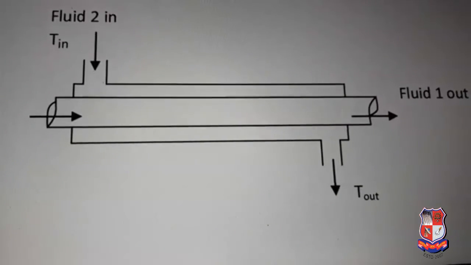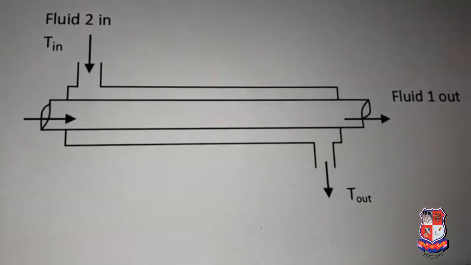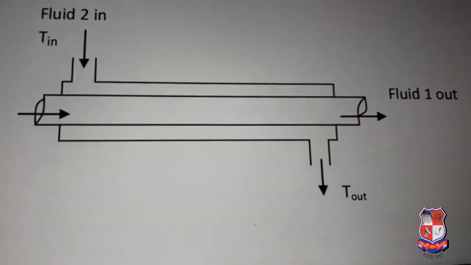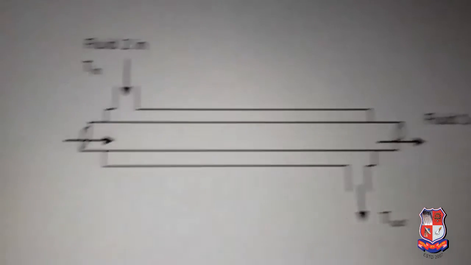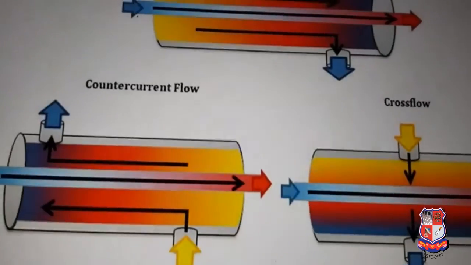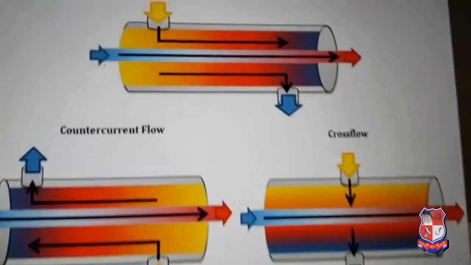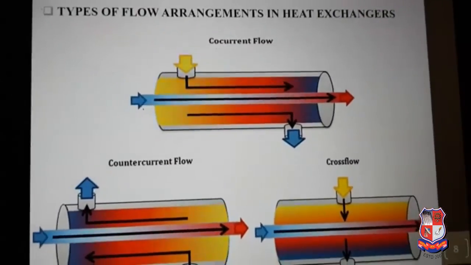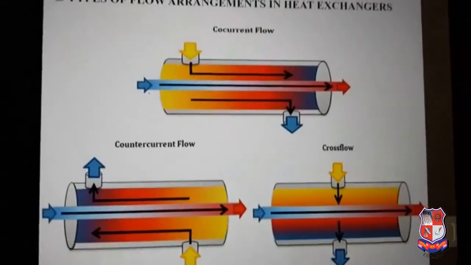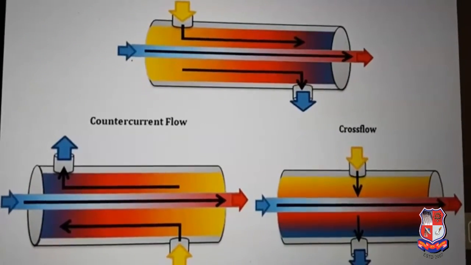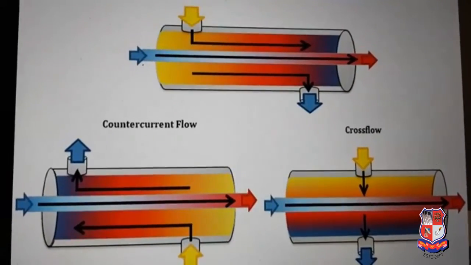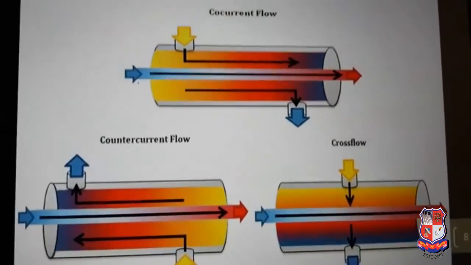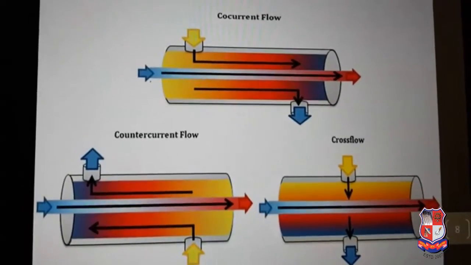Now, as you can see in the slide, in co-current flow the fluids flow in the same direction, whereas in counter-current flow both fluid streams flow in the opposite direction of each other, whereas in cross flow the fluids move at 90 degrees to each other. So I hope you are all clear with the concept.